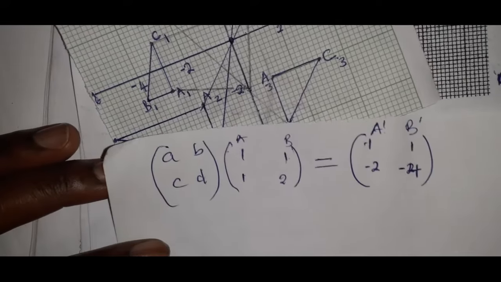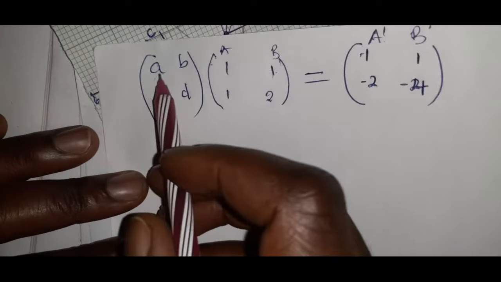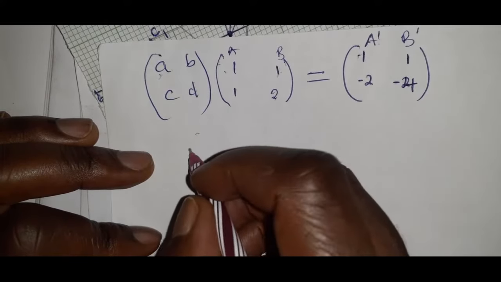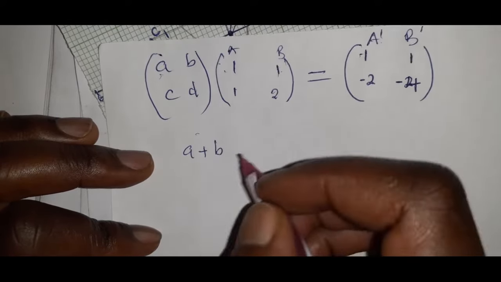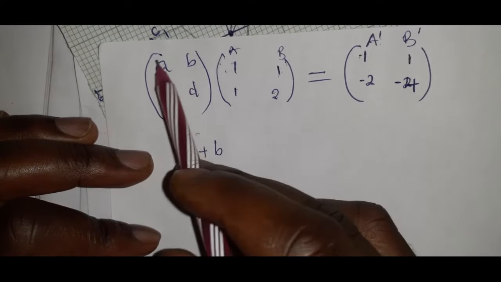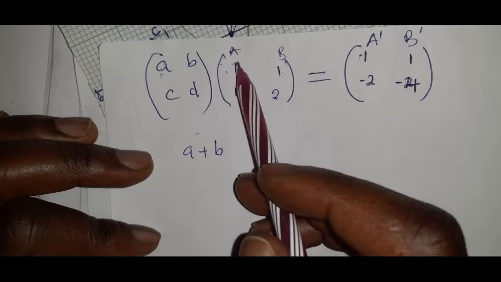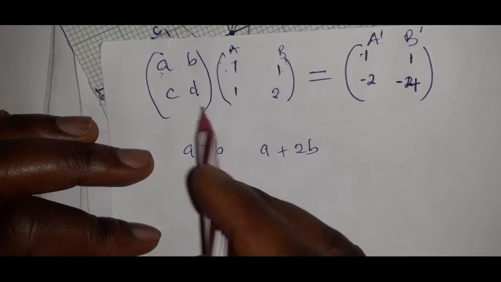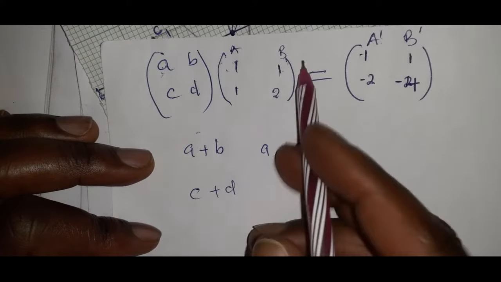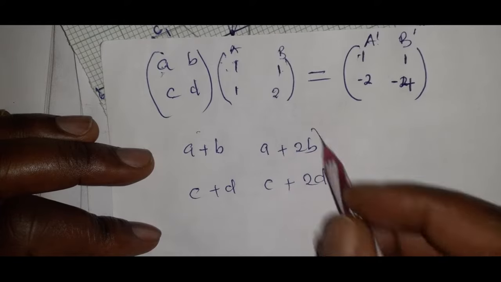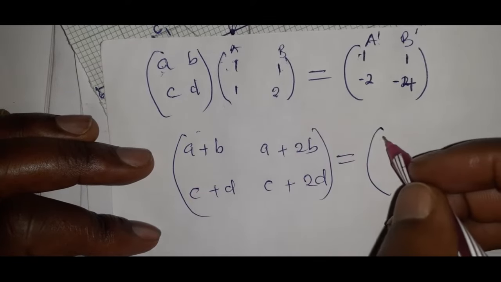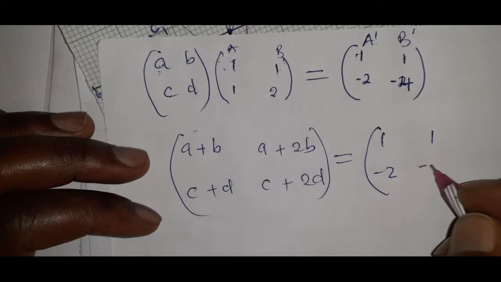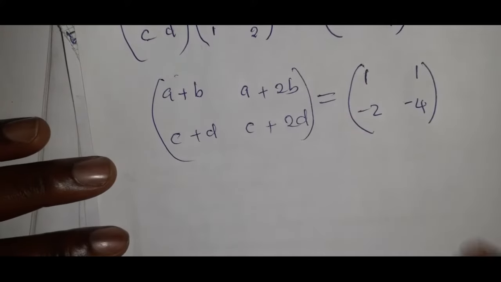So let's try and come up with this matrix. Let's multiply here. So this is going to be what? A multiplied by 1, that's going to be A plus B. Then we say A plus 2B here, and here we have C plus D, and here we have C plus 2D. Here we have 1, here we have 1, here we have -2, here we have -4.